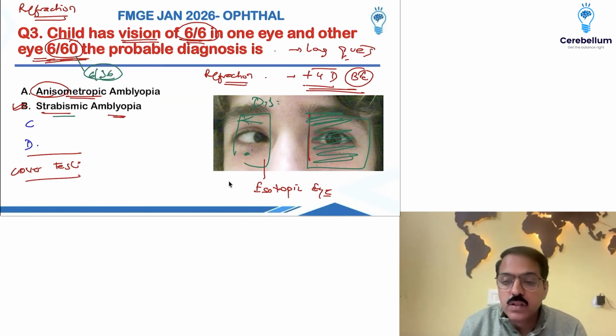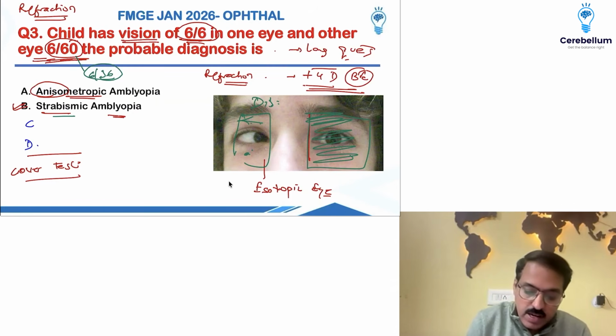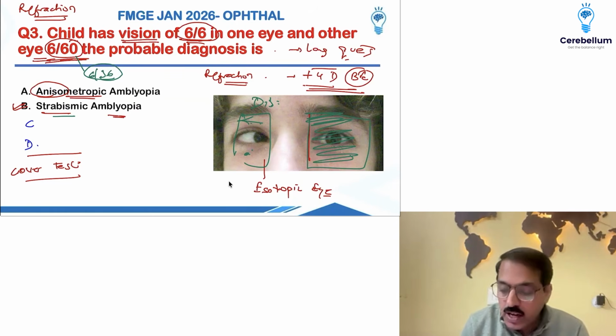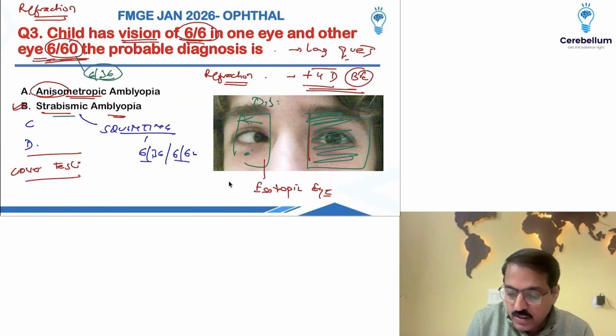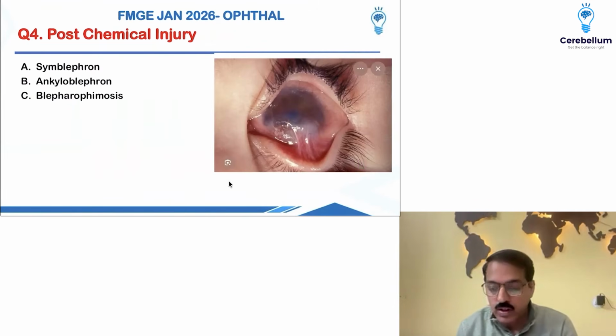So here it is strabismic amblyopia, because the squinting eye undergoes amblyopia. That is, vision is less than 6/36 or less than 6/60. The vision is reduced. Okay, beta. Good job. Very good.